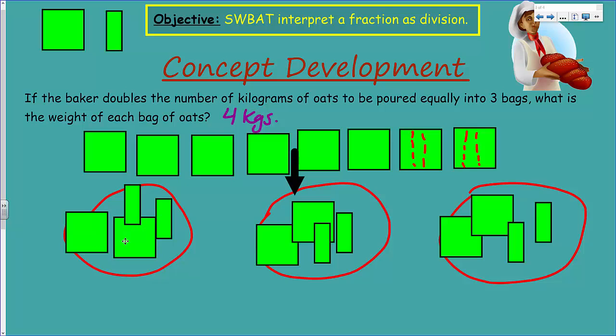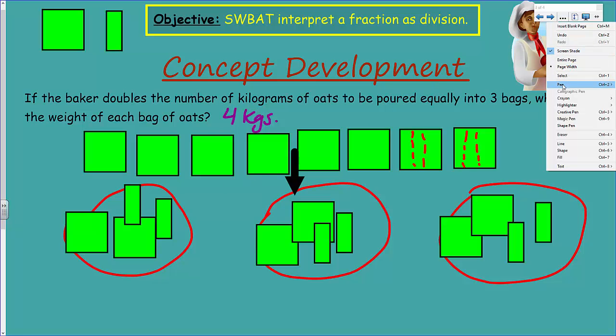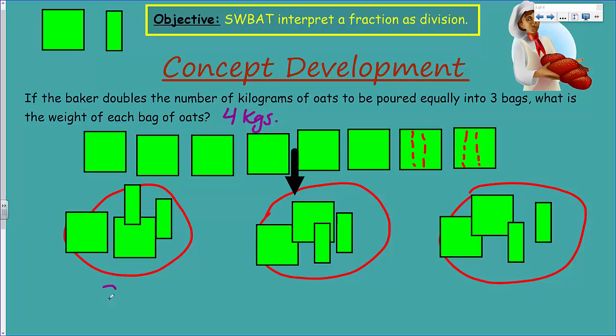Well, I have 2 kilograms, and then I have 2/3 here, so that would be 2 and 2/3. I'm just going to write that down for my notes. 2 and 2/3 is going to equal one of them. And then I could also break all of this. I'm not going to do this time, but you get the idea.